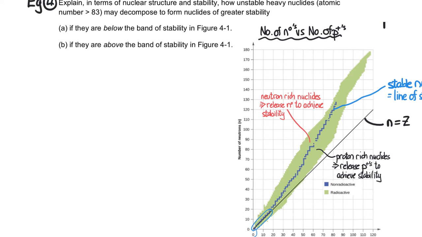So if the particular unstable nuclide is below the band of stability, how will it decay? In other words, what type of decay? Will it be alpha decay? Will it be beta minus decay? Or will it be beta plus decay, which is basically positron emission? And if they are above the band of stability, then what type of decay would take place in order to achieve stability?